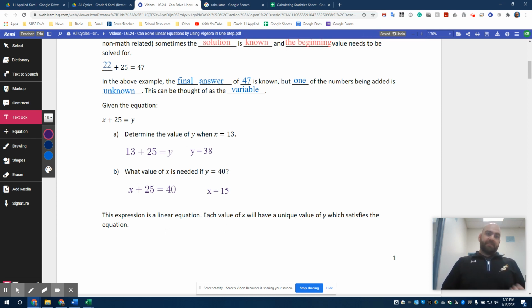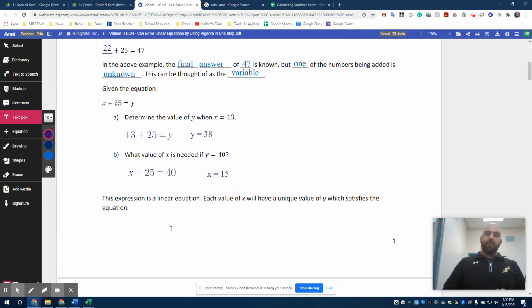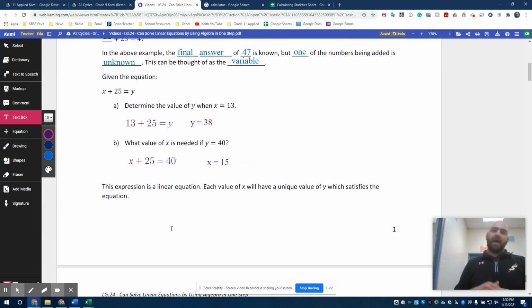Again, this expression is a linear equation. Each value of x is going to have a unique value of y. You notice that when x is 13, y is 38. When x is 15, y is 40. We have a very unique solution for each question. Each value of x has a unique value of y, the same way that each value of y has that same unique value of x.